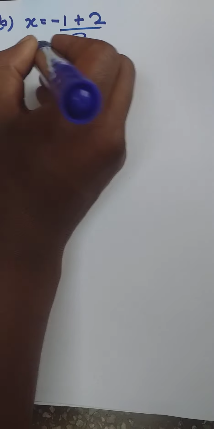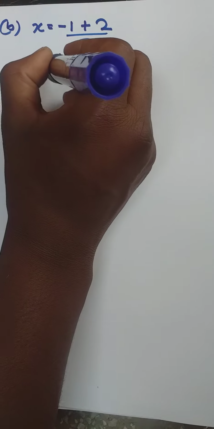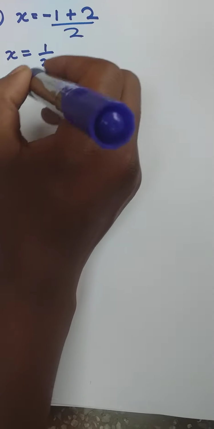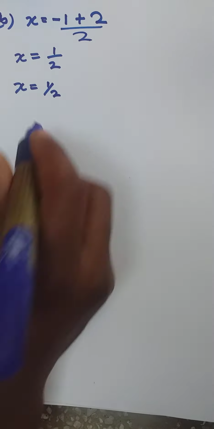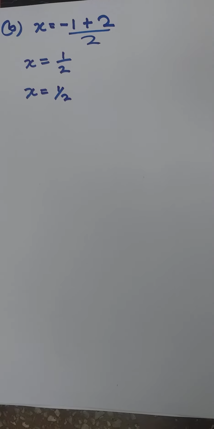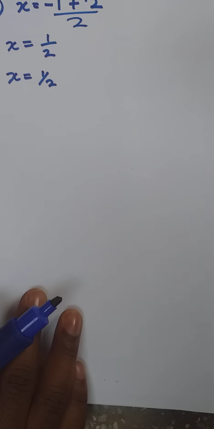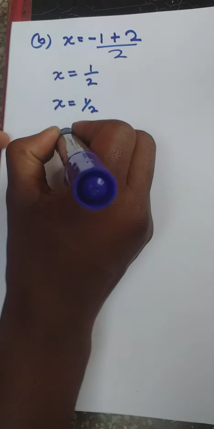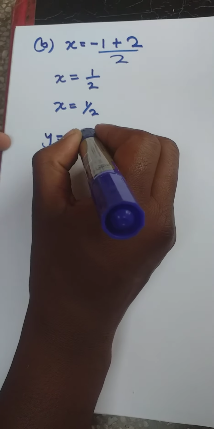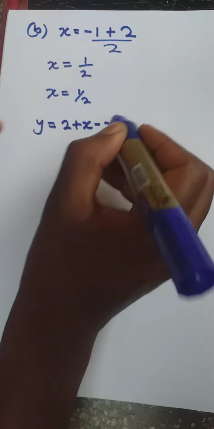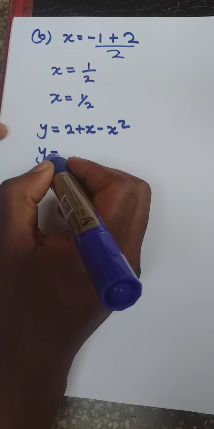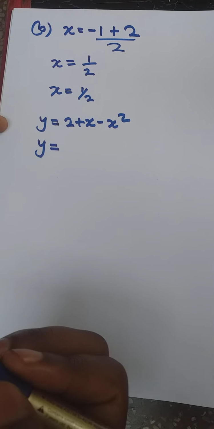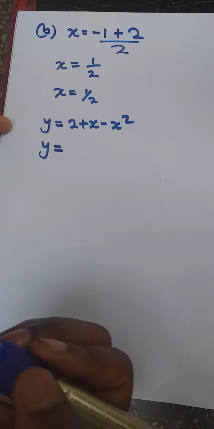So x is equal to negative 1 plus 2, it's 1, then over 2. If you want, you can divide further to have 0.5, or you leave it like that. So that's the value of x for the turning point, but maximum or minimum means the value of y for the turning point, not x. So you need now to finally substitute in the function of the curve to find the value of y for the turning point, because that is what means the maximum or the minimum value.